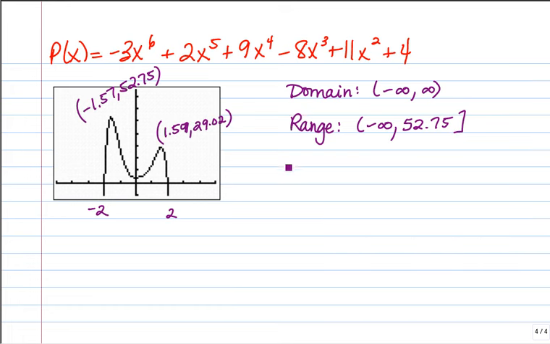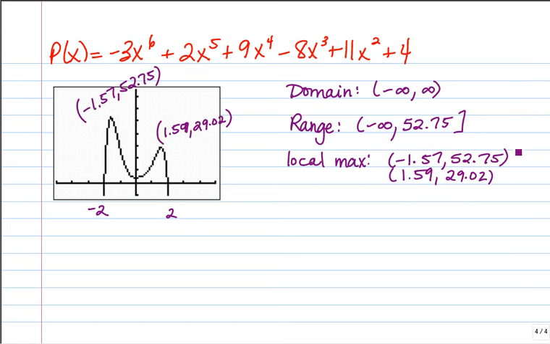What else do we need to know? Our local max, there's 2 of them, at -1.57, 52.75, and 1.59, 29.02. And the first one that I listed is also the absolute max. The zeros of the function are -2 and 2.